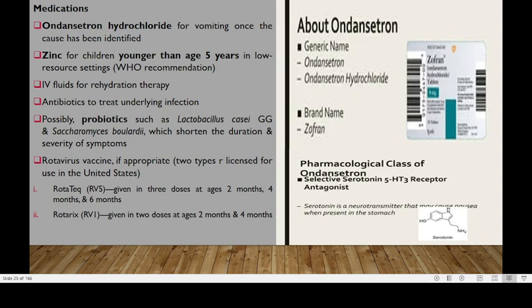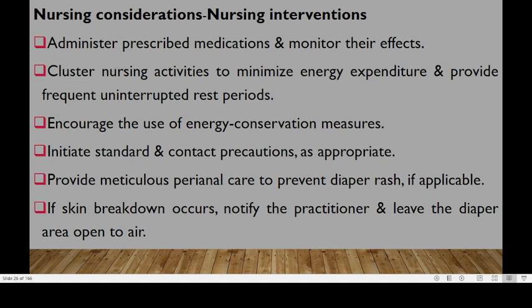So you use ondansetron hydrochloride for vomiting once the cause has been identified. Ondansetron hydrochloride is a selective serotonin receptor antagonist, and serotonin is a neurotransmitter that normally causes nausea when present in the stomach.